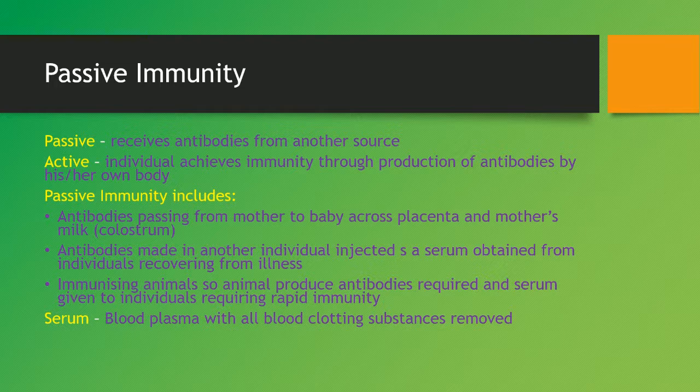Passive immunity will include antibodies passing from the mother to the baby across the placenta and the mother's milk, otherwise known as colostrum. Antibodies will be made in another individual, which can be injected as a serum obtained from individuals recovering from an illness. That's another way. And the final way is that you can immunize animals, so the animal produces the antibodies required and the serum is given to individuals requiring rapid immunity. Serum is essentially just blood plasma with all the blood clotting substances removed.